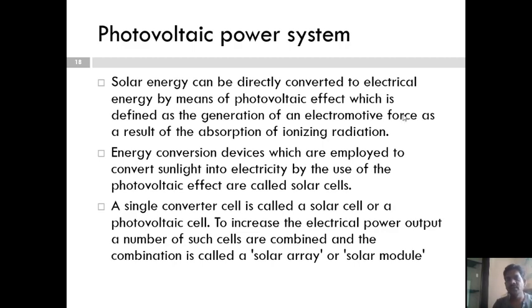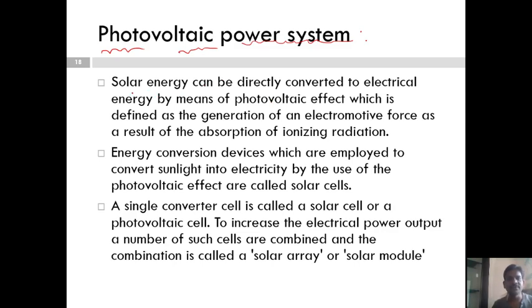Today we have to discuss our last topic in unit number 6. What is a photovoltaic cell, or photovoltaic power system? A very simple explanation about photovoltaic cells. So what happens in a photovoltaic cell?